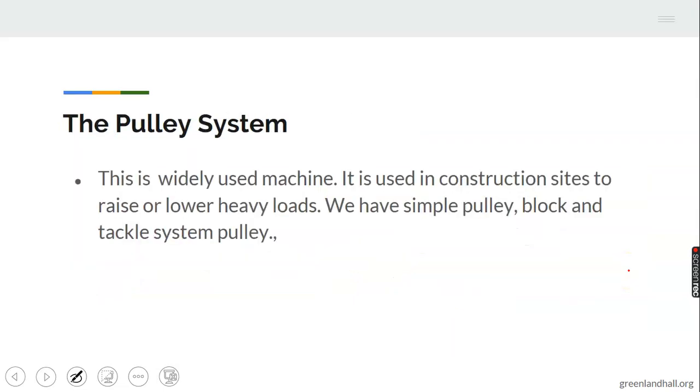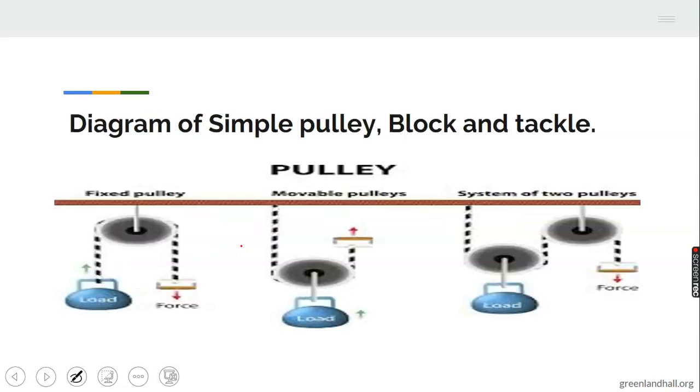Next class, we are going to look at what we call the pulley system. Pulley is a widely used machine. It is used in construction sites to raise or lower heavy loads. We have the simple pulley and we have the block and tackle system of pulley. In the diagram here, we have the fixed pulley, we have the moving pulley, and we have the one that is combined. You can see it is having 2.